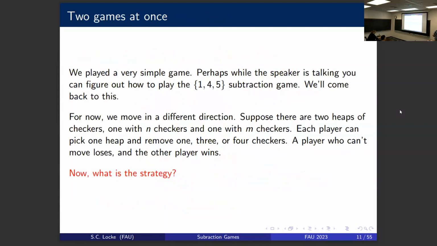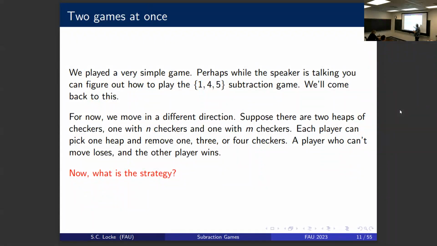So I thought your question was going to be this one. How about if I said instead of taking 1, 3, or 4, you can take 1 or 4 or 5? I'm not going to tell you how to play that one. If you're bored with the rest of my talk, you can just think about it. But I'm going to think about something different.